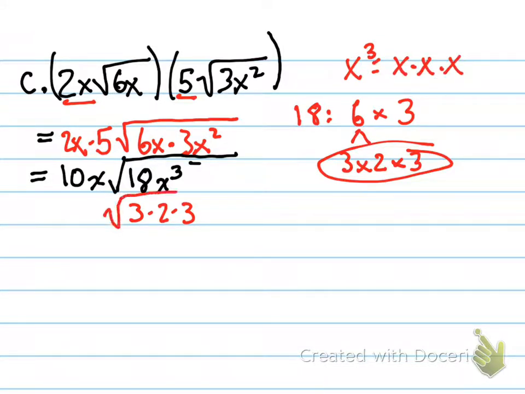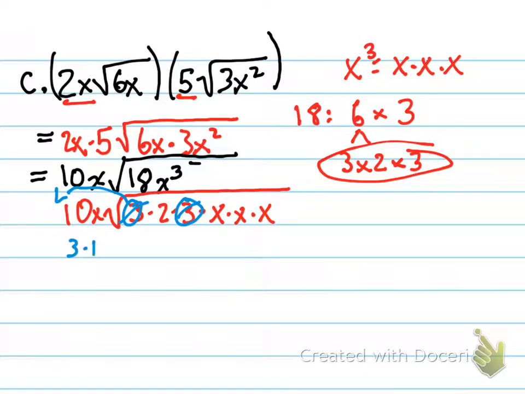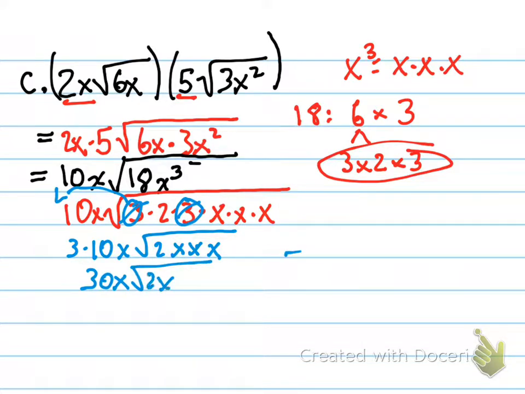So we're going to have the square root outside here, times x times x times x. We're going to have our 10x here. Next, we're going to take out any pairs we see. We see a 3 here and a 3 here. So we're going to take these outside. So it's going to be 3 times 10x square root of 2x x. 3 times 10 is 30x square root of 2x x.